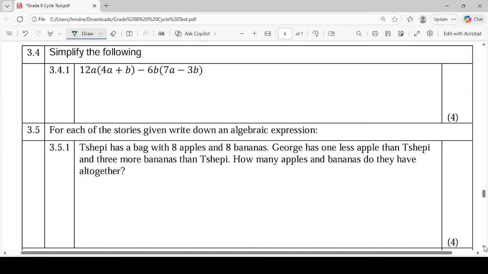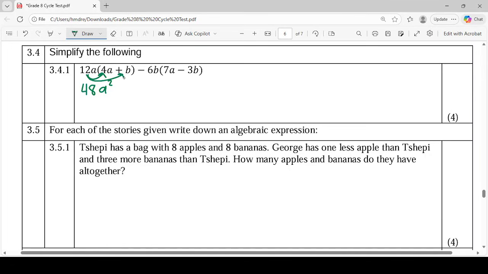Question 3.4, simplify the following. So they just want us to multiply this out and then see what we can add together. So let's multiply first. So 12a times 4a. So 12 times 4 is 48. And a times a is a squared.